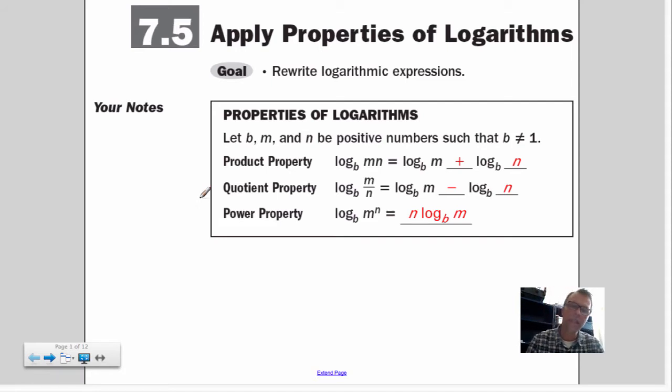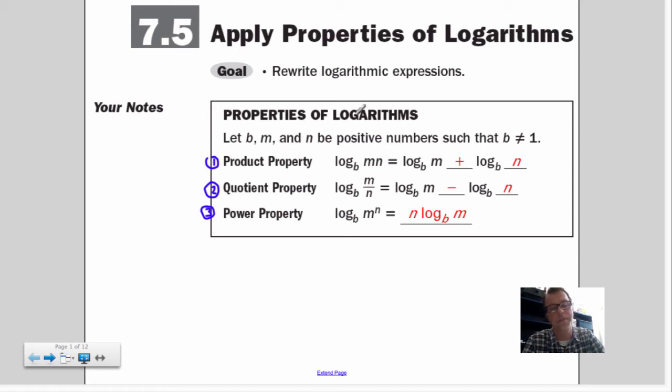So hopefully you're feeling somewhat comfortable with logs, and again, great day in class if you were there, getting familiar with the log function. So there are three log properties: the product property, the quotient property, and the power property. Three properties, and we need to know them. You're welcome to write these on a note sheet.